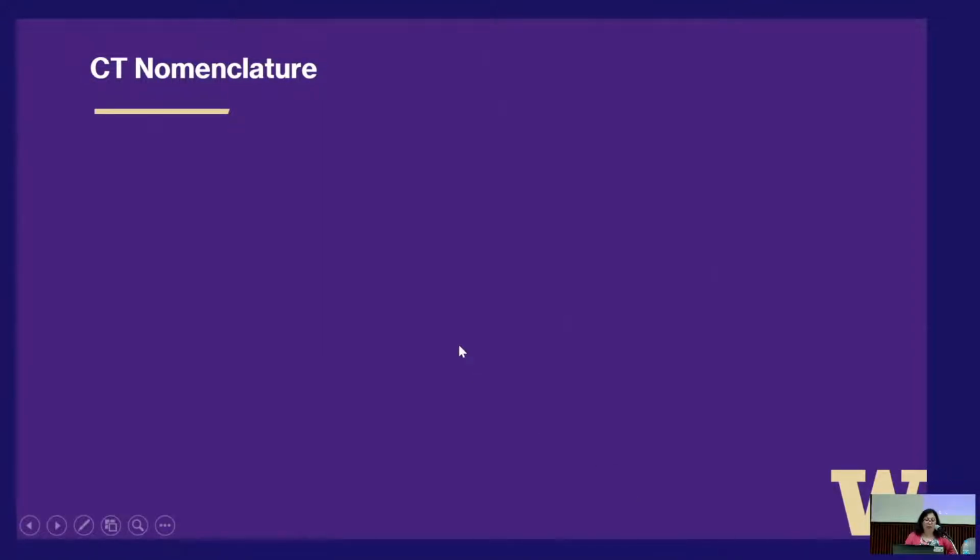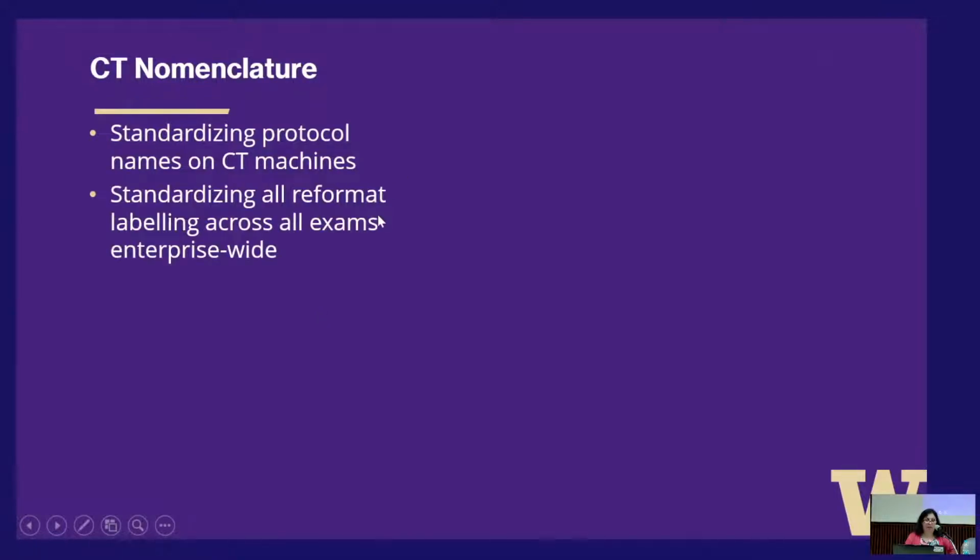So we started working on this in 2019. Then COVID happened and kind of went on the back burner because technologists didn't have time. And then we picked it up again last year. The idea is standardized protocol names on CT machines, or standardized reformat labeling as well. You know, doing all kinds of things that when you look at a protocol name, whether it comes from Harborview or from University of Washington, it looks the same. And we decided to prioritize the most used protocols as well.